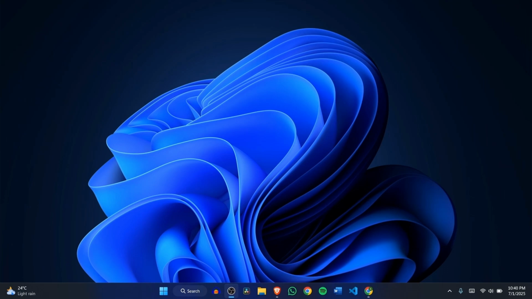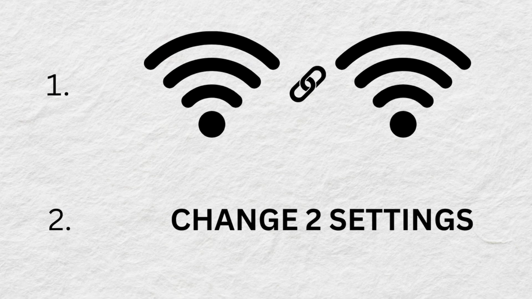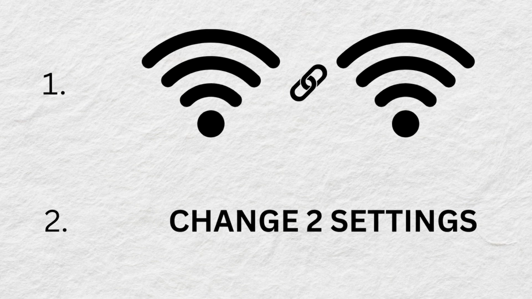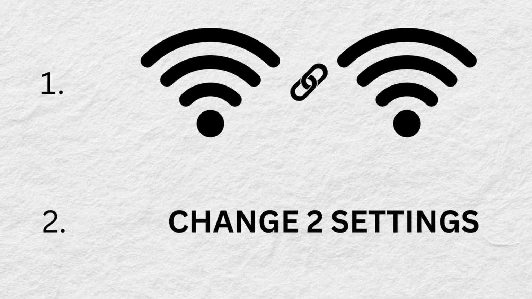In this video, I show you how to transfer files from one PC to another using a local network. So let's get started. The first thing you have to ensure is that both of your PCs are connected to the same Wi-Fi network. Once that is done, there are two settings that we have to change.